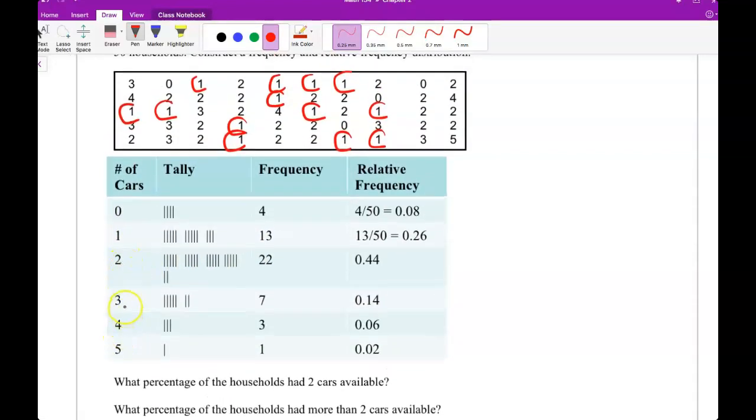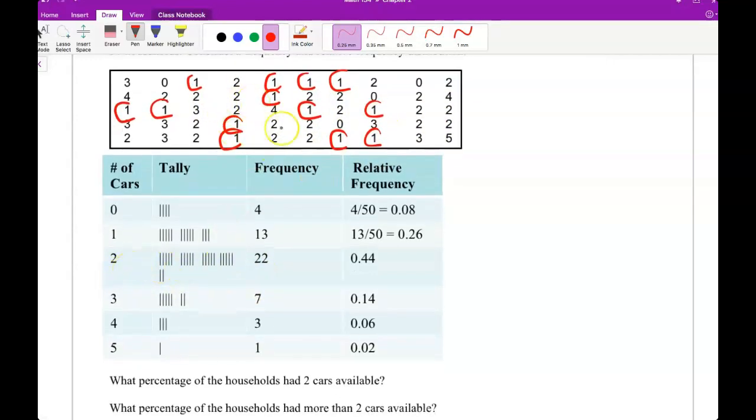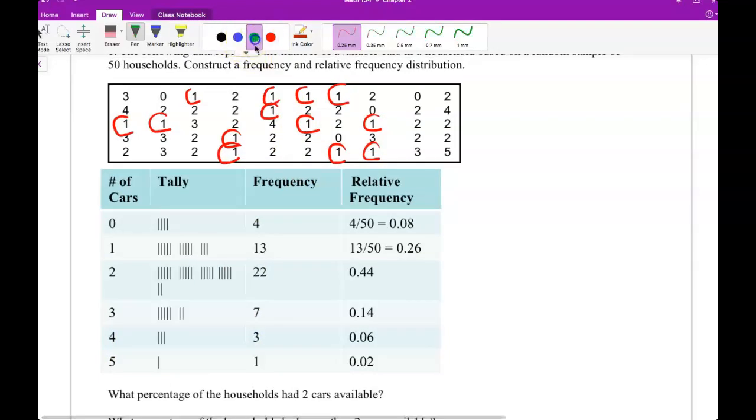We have 2 cars, 3 cars, 4 cars, and 5 cars. I have these numbers based on what we have in this table. The numbers that we have are starting from 0 up to 5. So 0, 1, 2, 3, 4, 5. So how many 2s do we have here? We have 22. 3s are 7 here, 4s we have 3, and 5 we only have 1. That's this one.